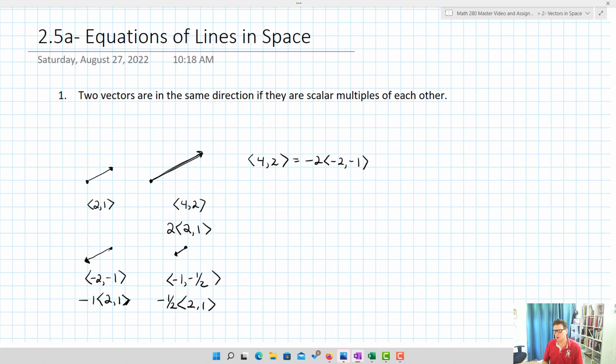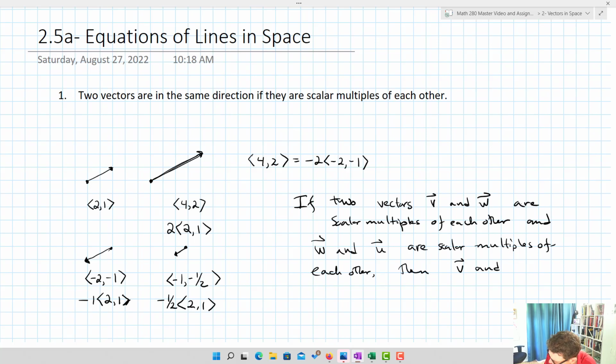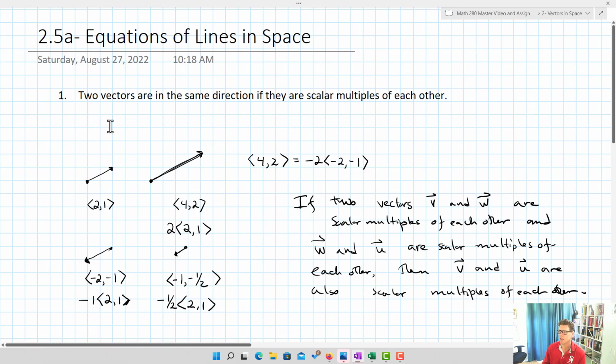So we could say that if two vectors, v and w, are scalar multiples of each other, and w and u are scalar multiples of each other, then v and u are also scalar multiples of each other. So basically we can group our vectors into groups where every single one of those vectors has the same direction. This ends up being very handy when you do things like linear algebra, and it's going to be super handy when we draw the equation for lines.